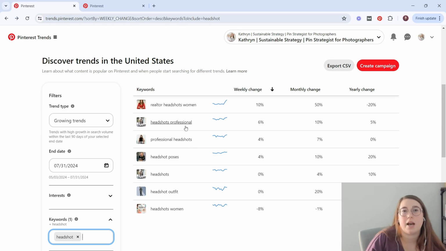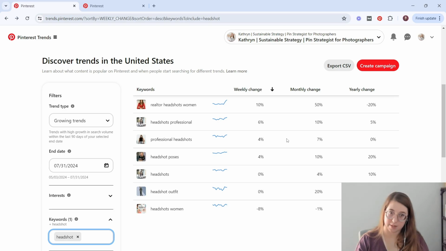And for me, I would go with the second one. Keywords are a bit more fluid than some other SEO on Pinterest, and so go with what reads better. Pinterest will be able to figure out what you're trying to rank for. Headshot poses, that's a great one. And then headshots is another.